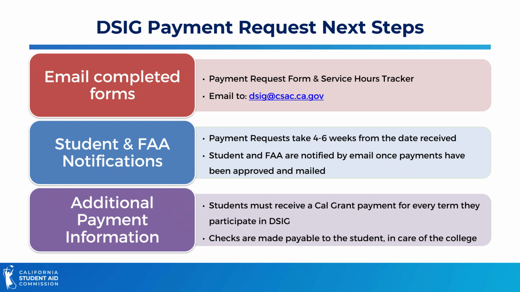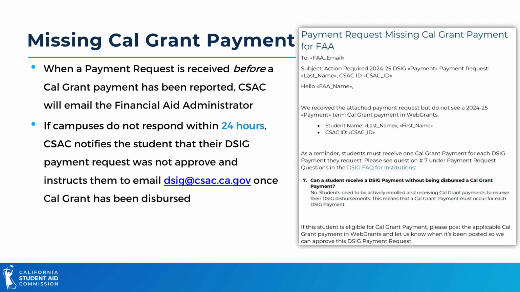So in the scenario that a student completes all 300 hours in the fall term but has not yet received their spring Cal Grant disbursement, CSAC will hold the second DSIG payment until the spring Cal Grant payment is reported in Web Grants. Lastly, checks are made out to the student in care of the institution.